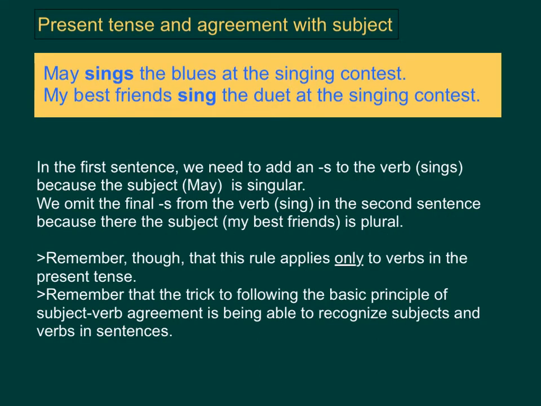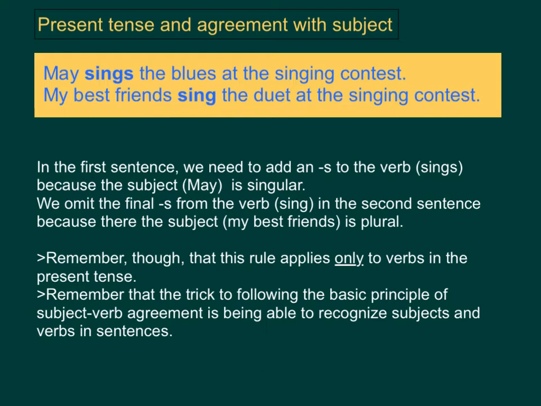That's right. In the first sentence, we need to add an s to the verb sings because the subject, May, is singular. We omit the final s from the verb sing in the second sentence because there the subject, my best friends, is plural. Remember, though, that this rule applies only to verbs in present tense.